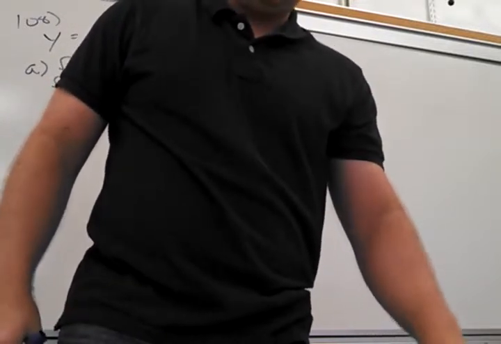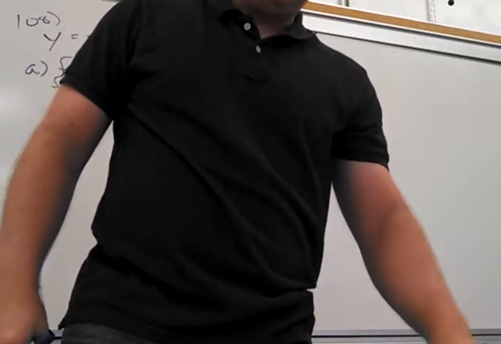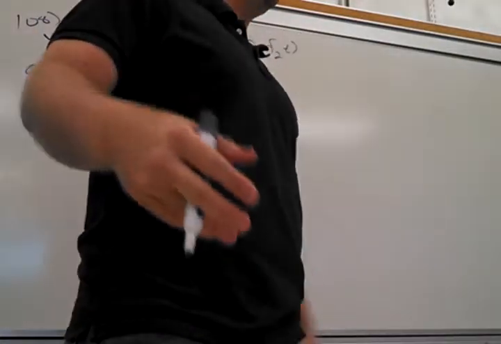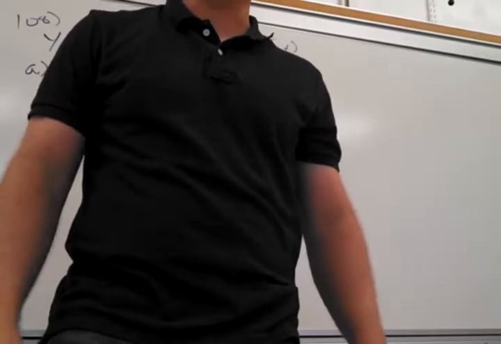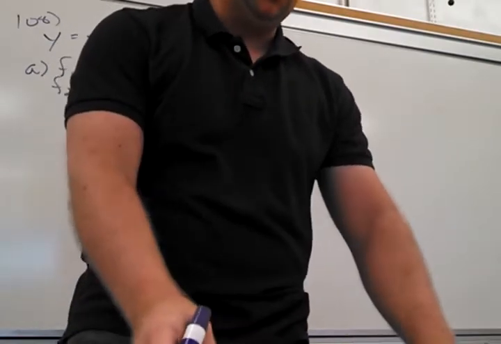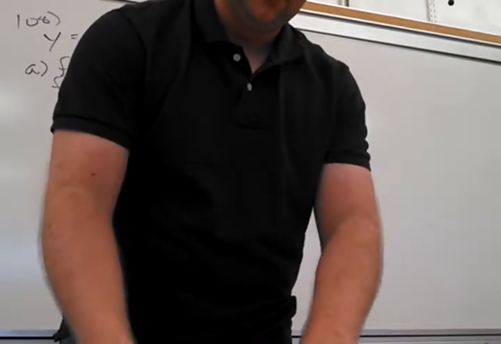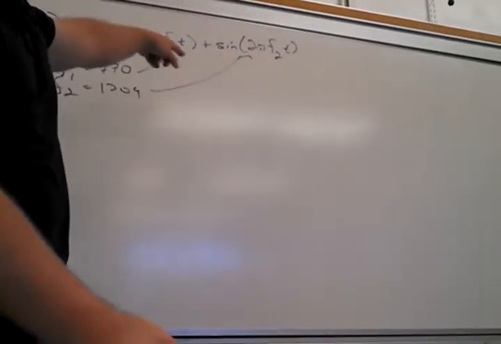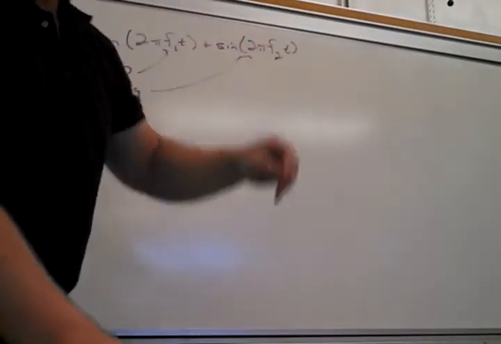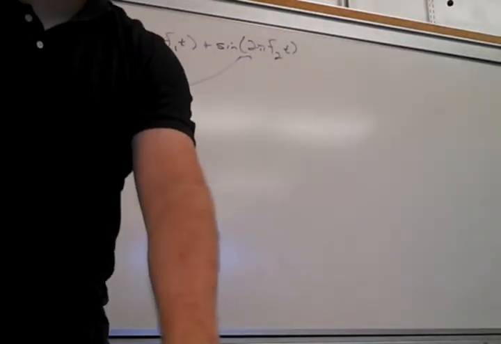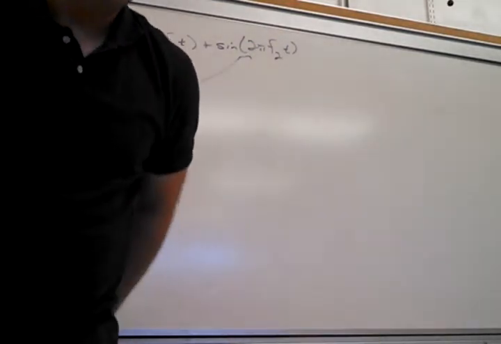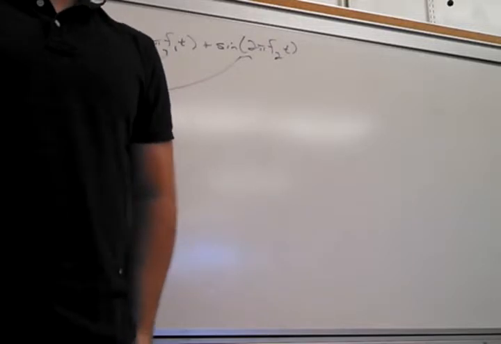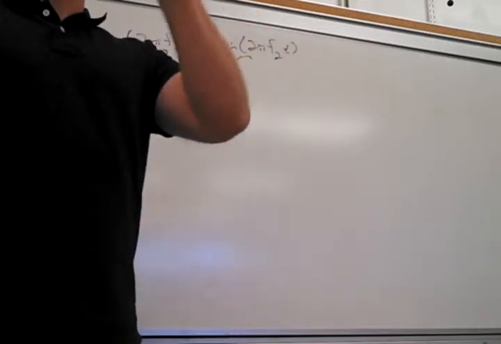Part B says use a sum to product formula to express the sound as a product of a sine and cosine function. So you just look that up, right? That's one of the ones I didn't make you memorize. So you go back and look at sum to product. What do we have? We have the sum of two sines, right? So the very first one in there is how to handle the sum of two sines. So that's for part B. This should be relatively easy.